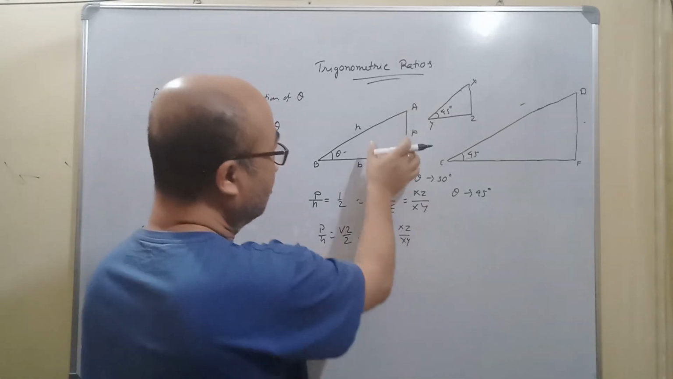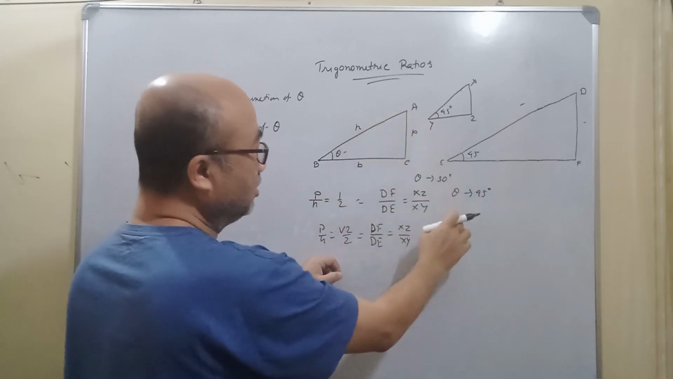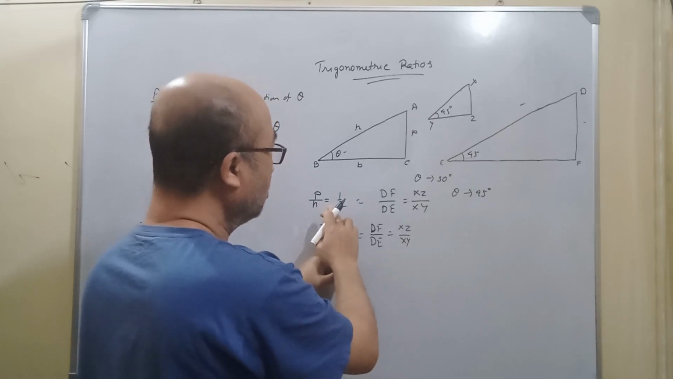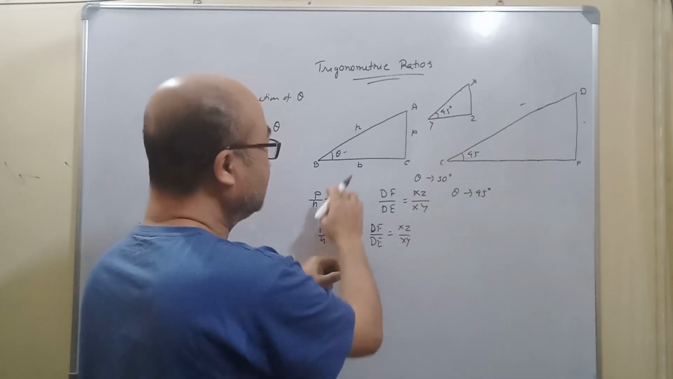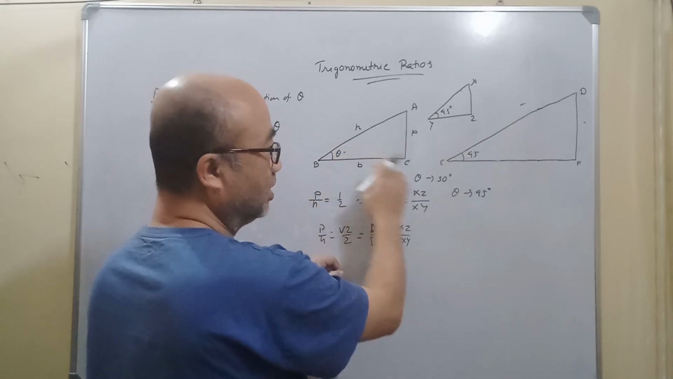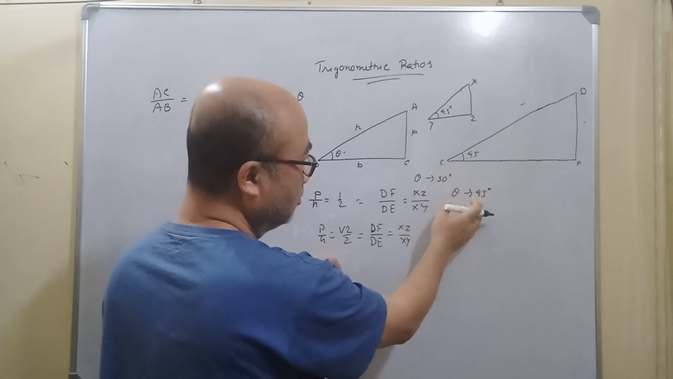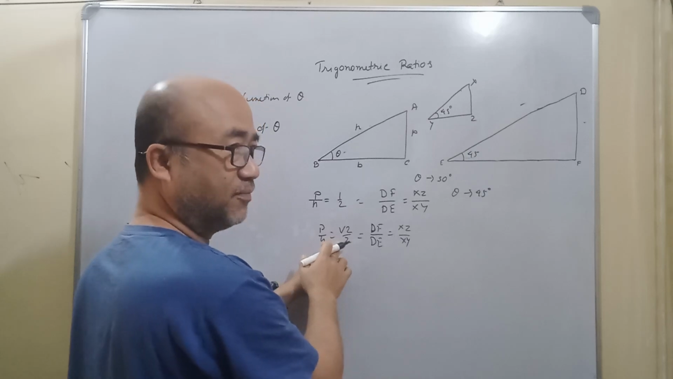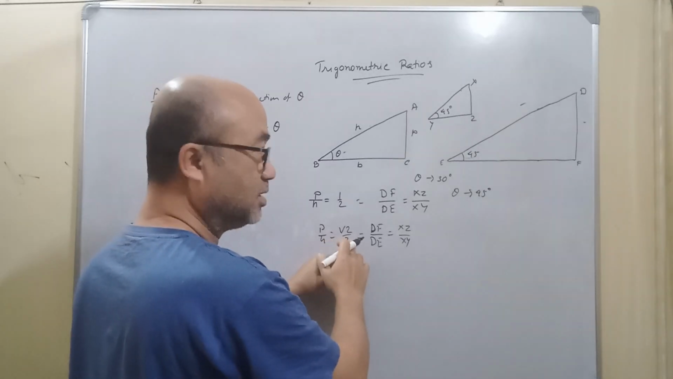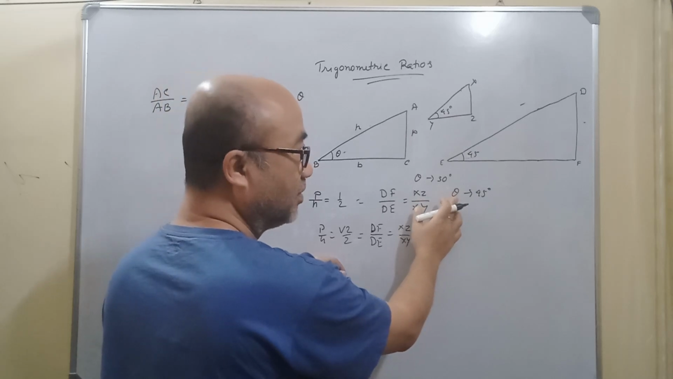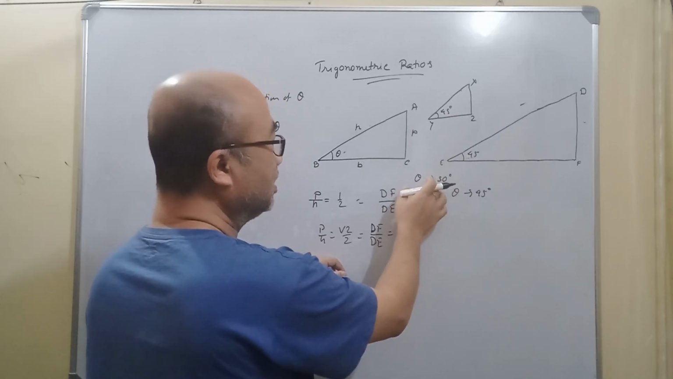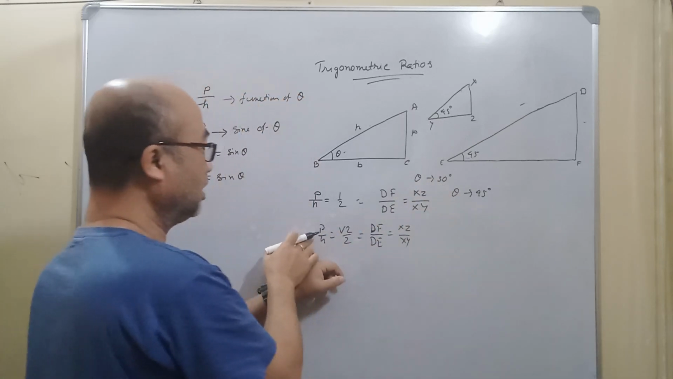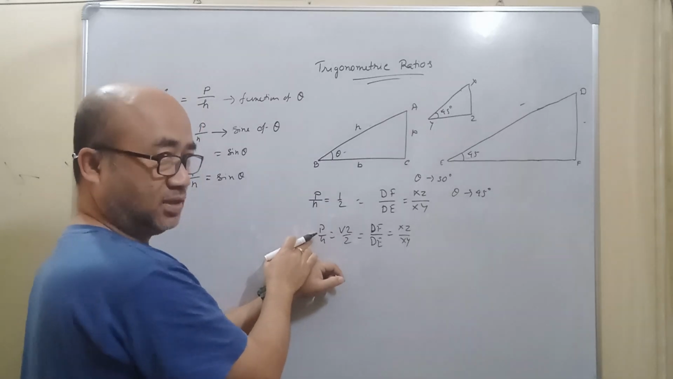So the value of P by H is dependent on the angle. It remains constant when theta is the same. When theta changes, it also changes. It remains constant for the same value of theta, and it changes for different values of theta. So we are changing the value of theta here, so we get different values of P by H. Getting my point?